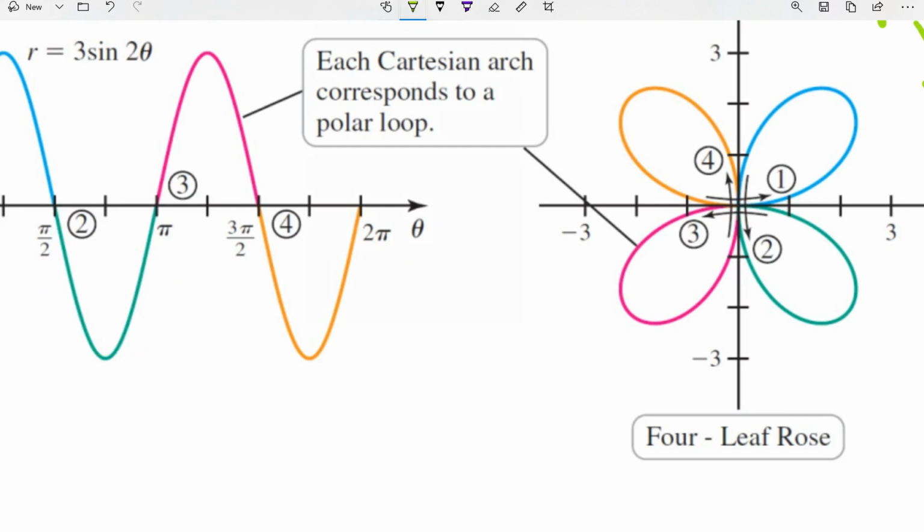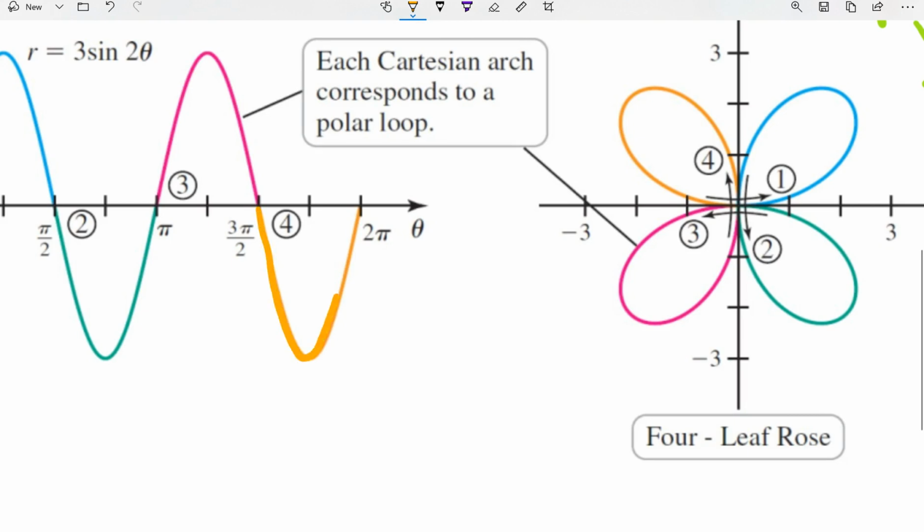Okay, let's look at pink. Pink goes from pi to 3 pi over 2. So pi to 3 pi over 2, that's right here. It goes up to 3, and that goes out to 3 like it should. Everything kind of makes sense there. So now let's look at the gold piece.